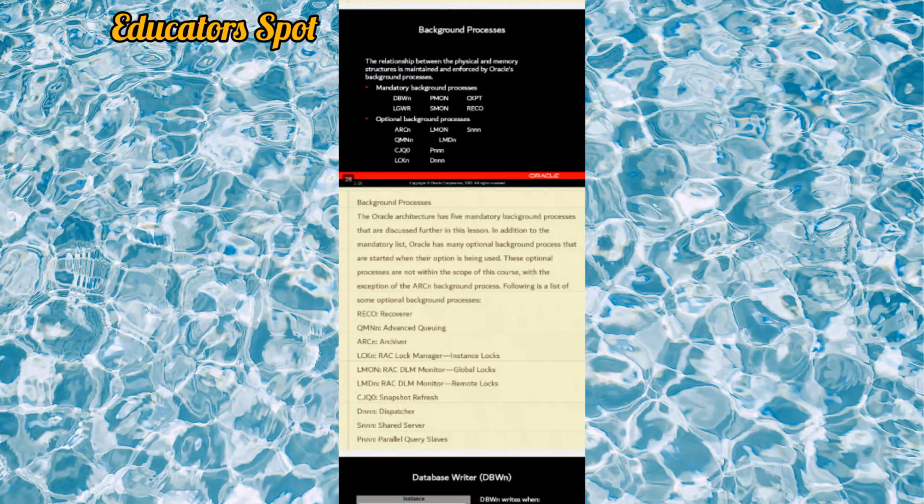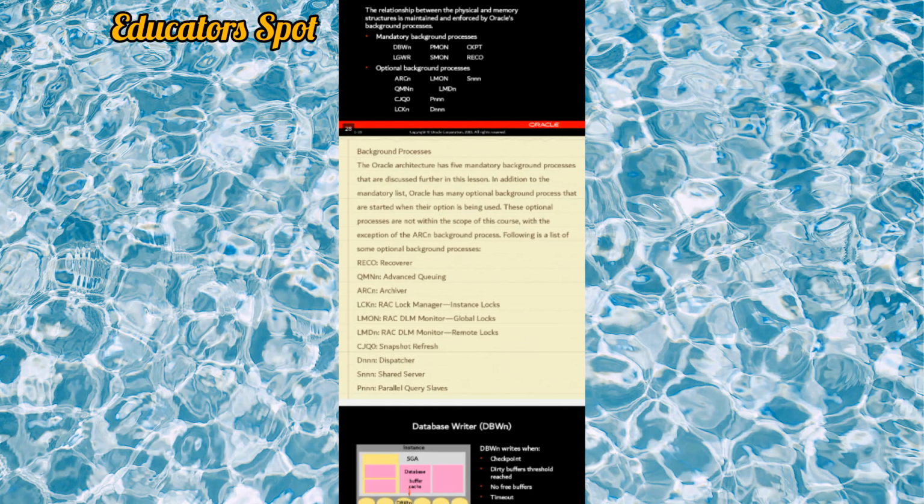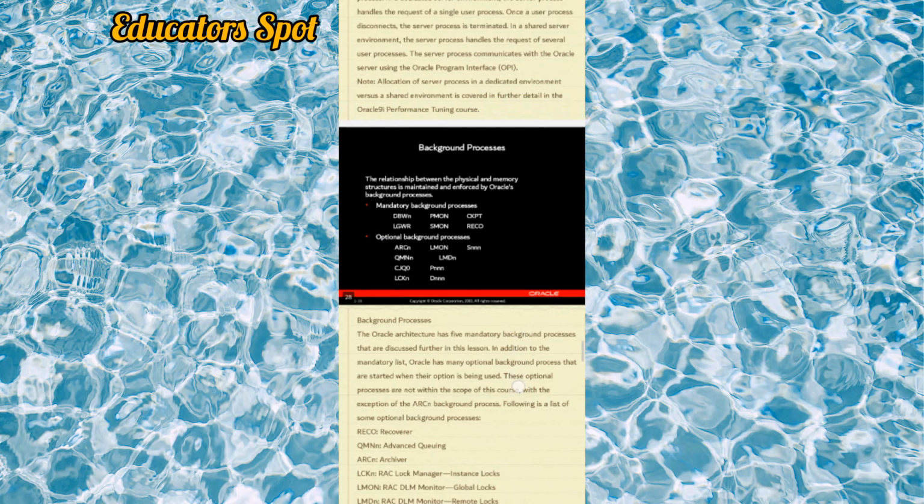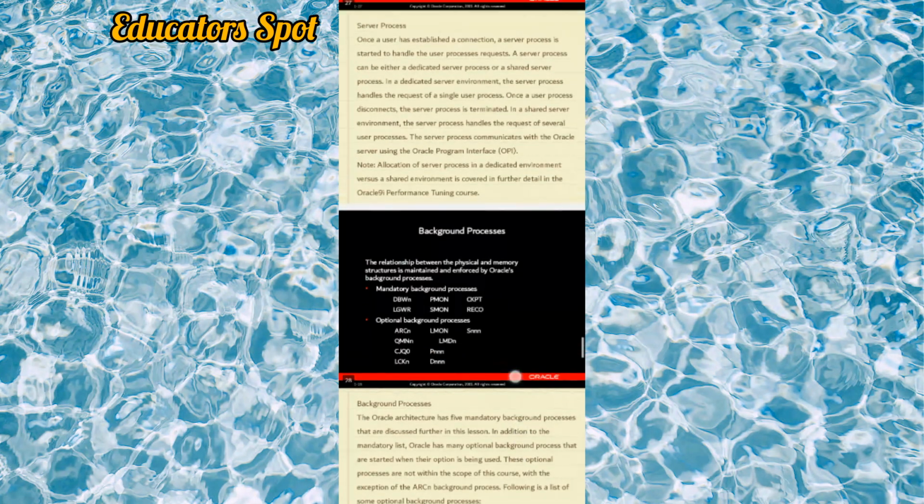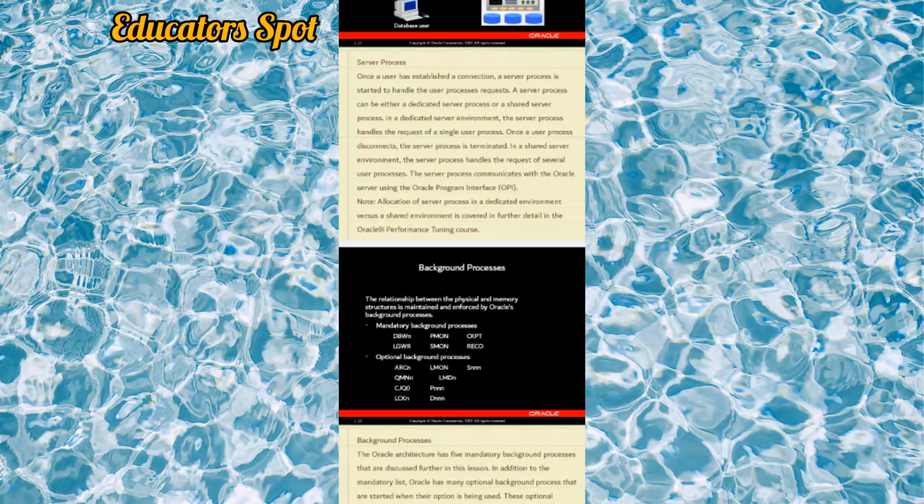Lastly, our main concern is the background processes. In background processes we have the mandatory background processes. First of all we have the database writer. The DB writer reads the data from the database and writes it to the data buffer cache. When a checkpoint is initiated, the DB writer is also initiated. It also acts on the dirty buffer cache.